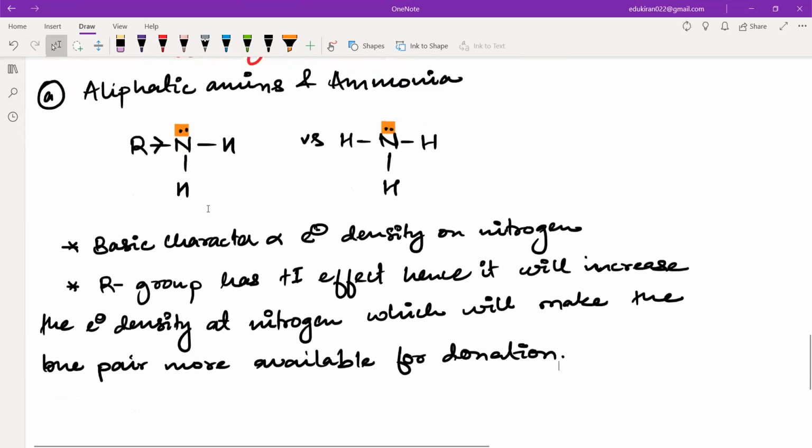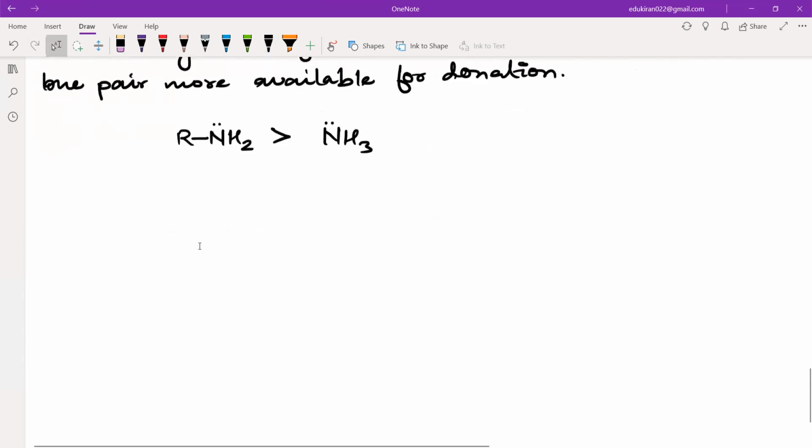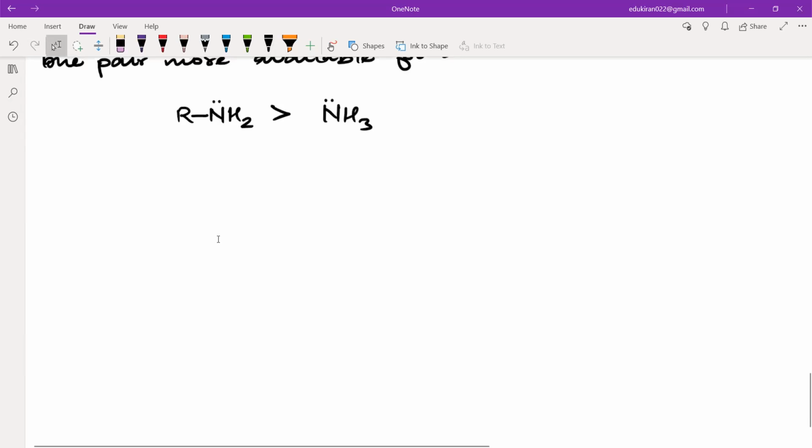That is why we can say RNH2 has greater basic character than simple ammonia. Now let us compare the basic strength of primary, secondary, and tertiary amine. Now I hope you know the answer: as the number of R groups on the nitrogen atom increases, the basic character will also increase.